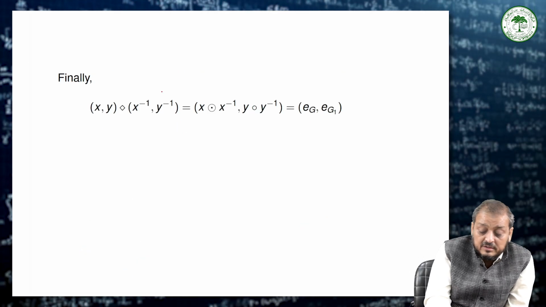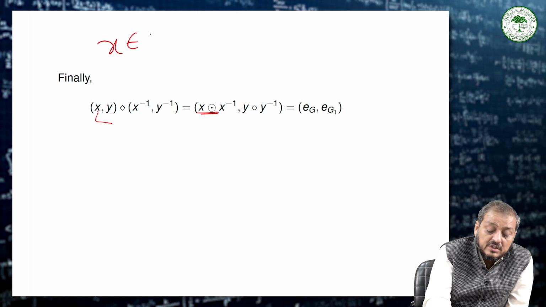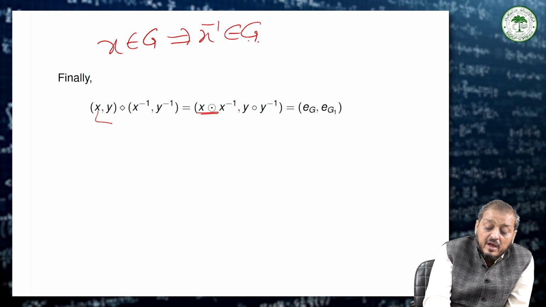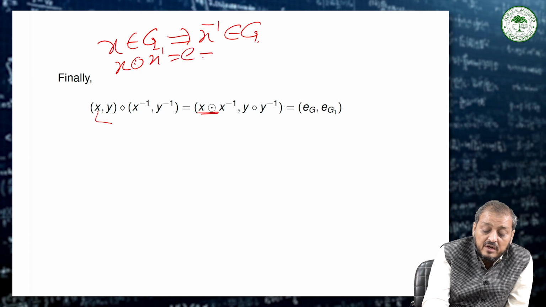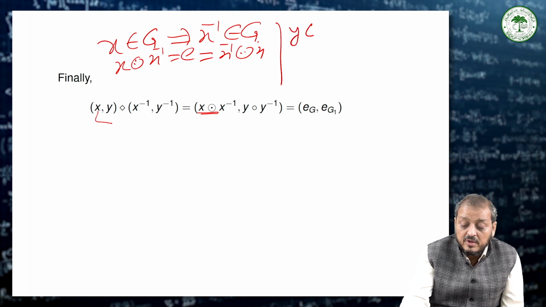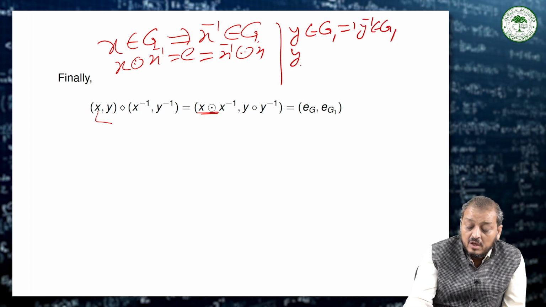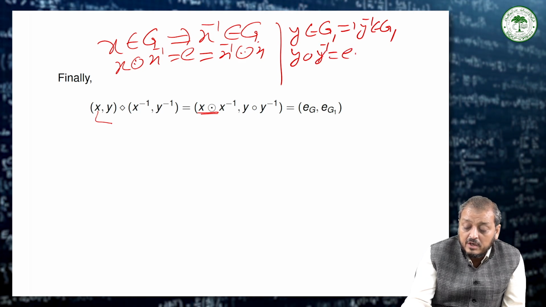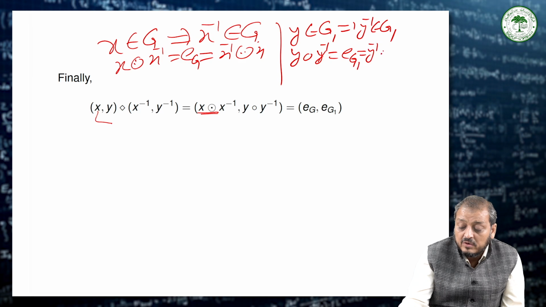So I take a similar form. Now by the definition, this can be written as x. We have said that x is an element of G. If x is an element of G and G is a group, then x inverse is also an element of G. Then by this composition, x composed with x inverse is equal to the identity. Also, y is an element of G1, which implies that y inverse is also an element of G1. Then y composed with y inverse is the same as the identity of G1.